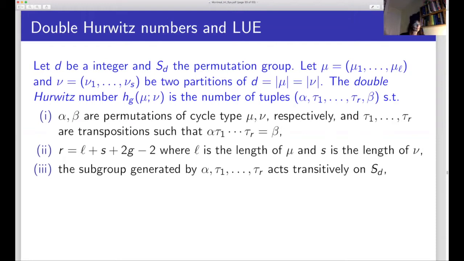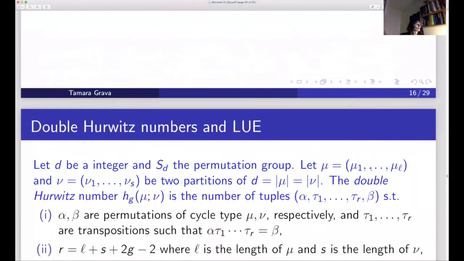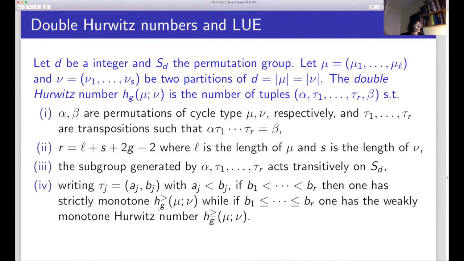And the fourth condition is that the transposition tau_j is denoted by alpha_j b_j with alpha_j less than b_j, and then we have a strictly monotone Hurwitz number when b_1 is strictly less than b_2, strictly less than b_r, while we have a weakly monotone Hurwitz number when we have b_1 less or equal than b_2, less or equal than b_r. So this is what these Hurwitz numbers are.